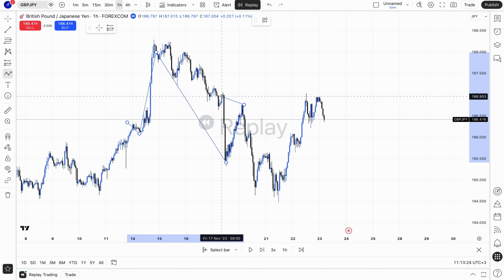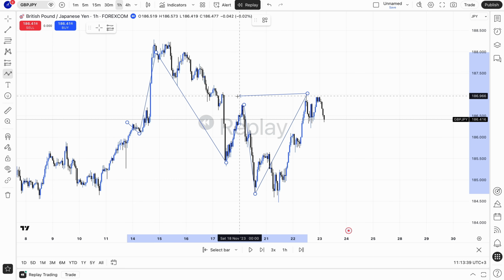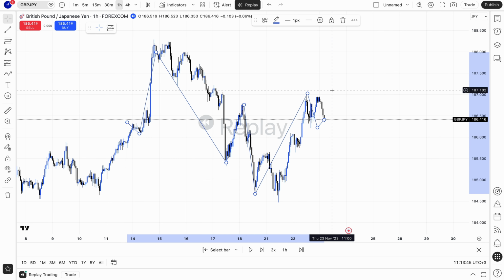The price came and tapped into this. You can see here it tapped into this last buy-to-sell, which was our order block. Then it continued down, then we had a break of structure to the downside, then a change of character to the upside. But then the price came back to our breaker block. Then we had to look for confirmations around here.